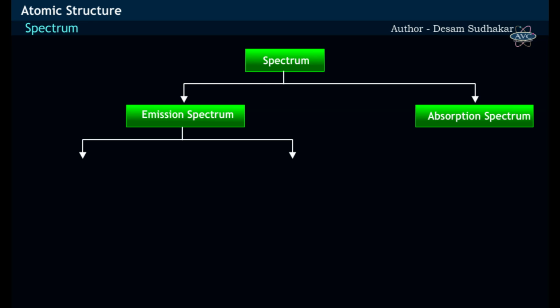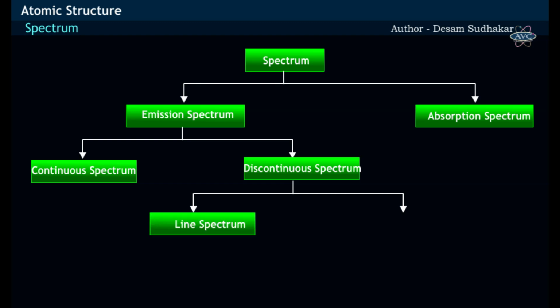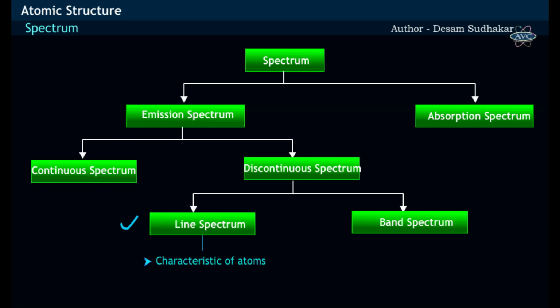Emission spectrum is further classified as continuous spectrum and discontinuous spectrum. Discontinuous spectrum is of two types: line spectrum and band spectrum. Line spectrum is characteristic of atoms, while band spectrum is characteristic of molecules.